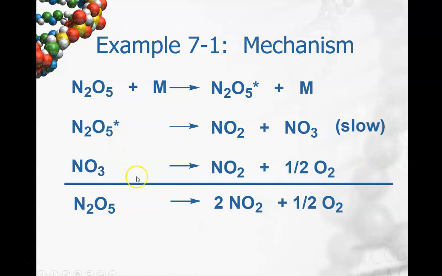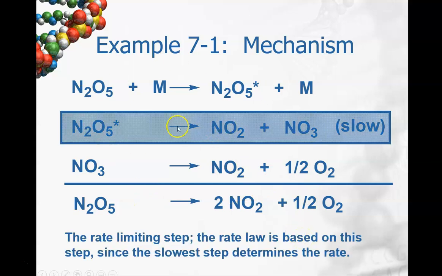The next step is rapid and it involves the decomposition of NO3 to NO2 and an atom of oxygen. So that's our slow step, and the rate limiting step, the rate law is always based on the slowest step because the rate of the slowest step will determine the rate of the reaction overall.